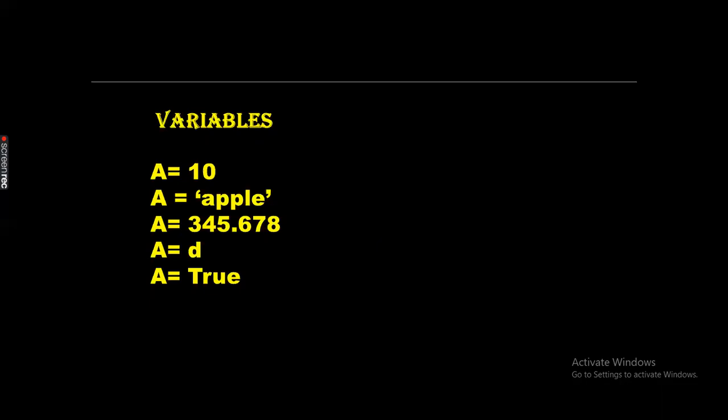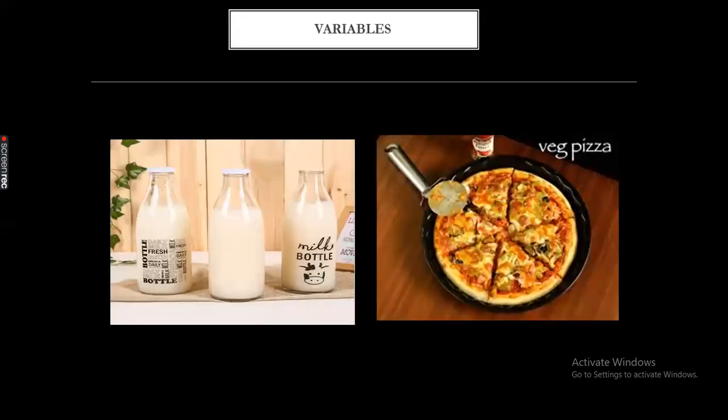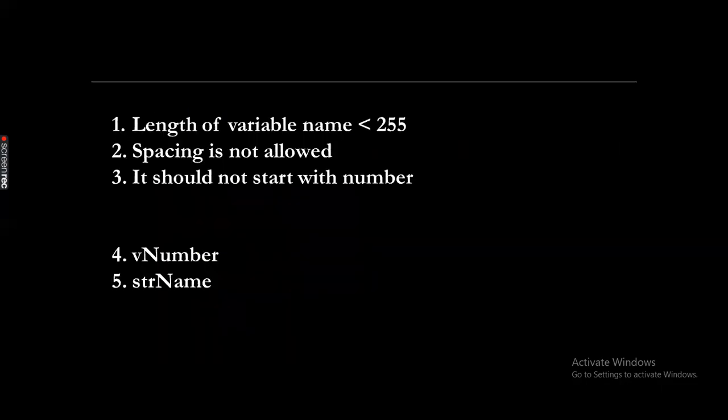So we need to follow a few naming conventions to declare a variable. Let's see them one by one. The length of the variable should not exceed 255 characters; it should be less than 255 characters and descriptive. Second, spacing is not allowed. You can use an underscore to separate words in the variable name, but you are not supposed to separate it with a space. And the variable name should not start with a number, like one variable name or five variable name. We will see them one by one.